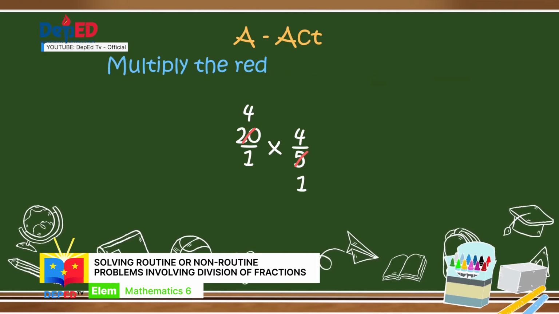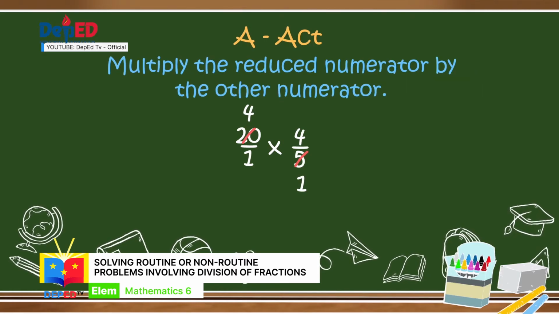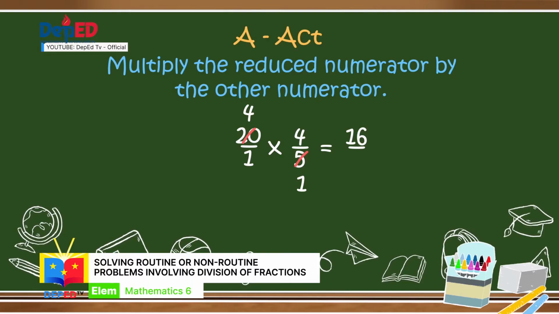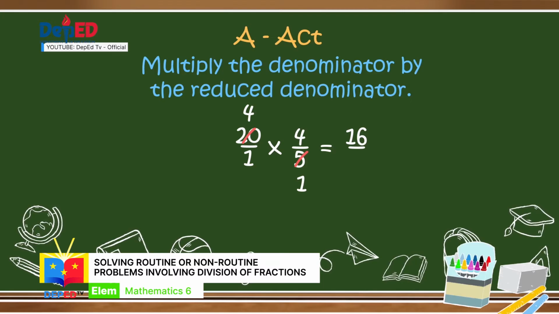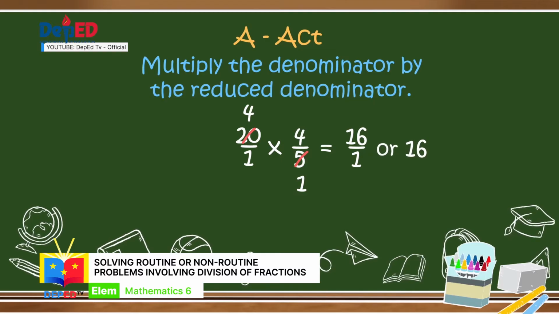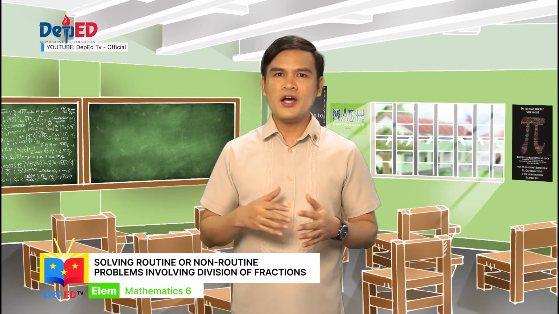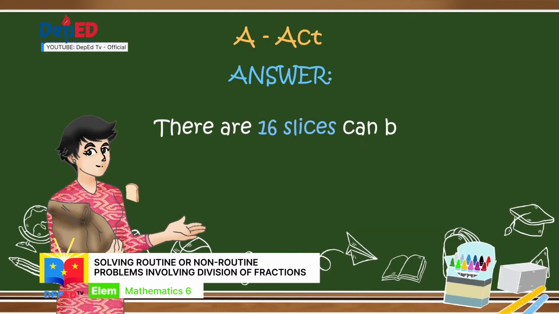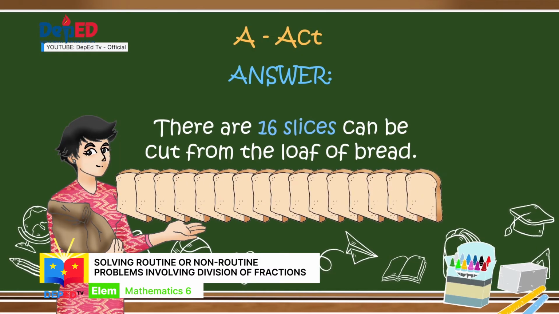Then, multiply the reduced numerator by the other numerator. 4 times 4 equals 16. Also, multiply the denominator by the reduced denominator. 1 times 1 equals 1. Now, we have 16 over 1, or 16. It means 20 divided by 1 and 1 fourth is equal to 16. To answer the problem, there are 16 slices that can be cut from the loaf of bread.